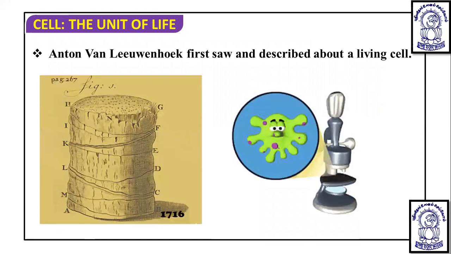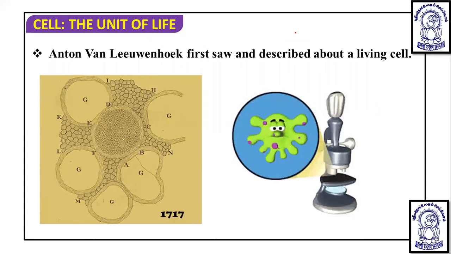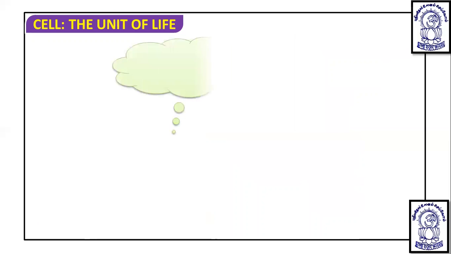Now, what Antony van Leeuwenhoek did is the important thing. He first saw and described the live cell. He saw some RBCs and some protozoans, and they were capable of moving and performing important independent functions of their life, and he called it a live cell. But later on, within a cell, a nucleus was seen.